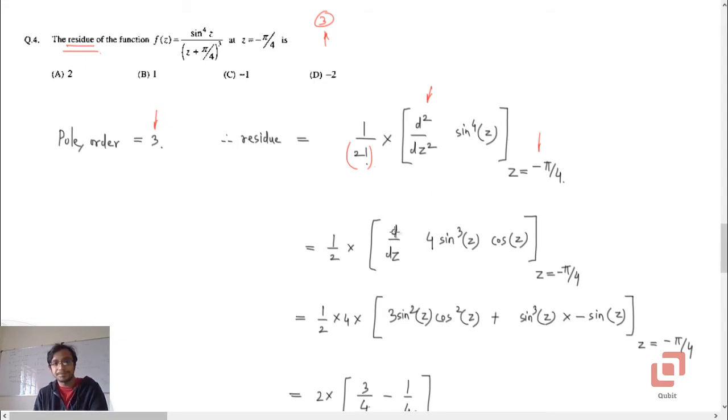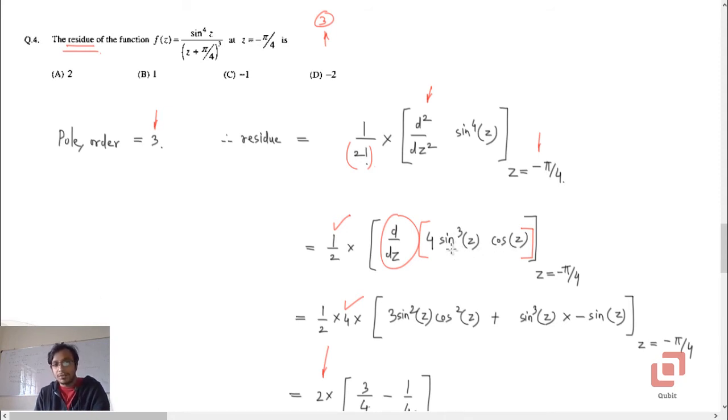Okay, all right. 1 upon 2 factorial is 1 upon 2. Take the derivative of sine to the power 4z: 4 sine cube z into cos z. Take this 4 outside, so that will make it 2. Now apply the chain rule basically. So it will be 4 sine cube z into cos z, and now you have to find the derivative of the first derivative. Having taken that 4 outside, it then brings down to sine cube z into cos z.